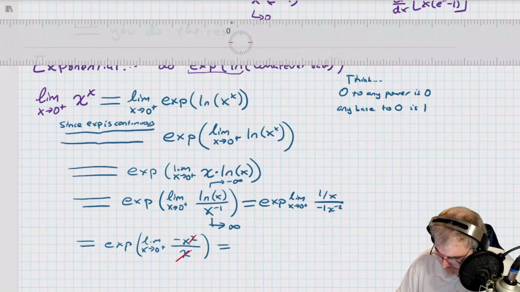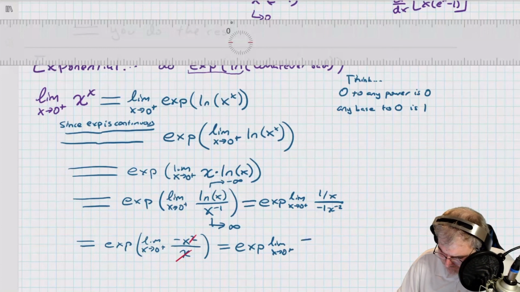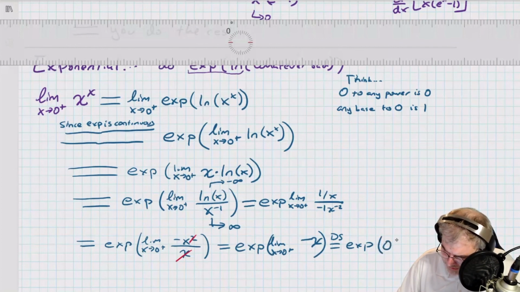Okay, so I just do a little canceling, and I get exp of the limit as x goes to 0 plus of negative x, right? And then I do a little direct subbing, and I get exp of, I sub this in, and I get the exp of 0, and that equals 1.